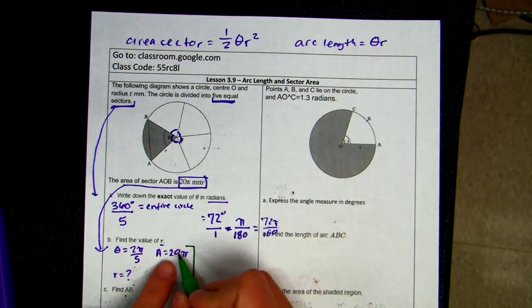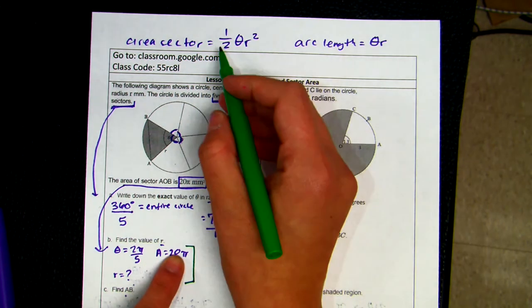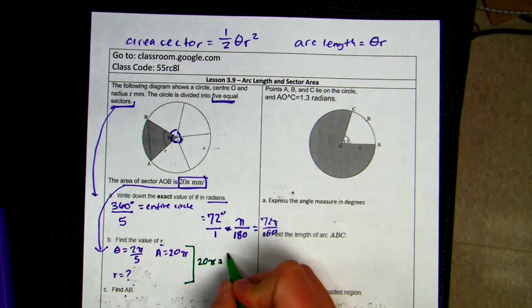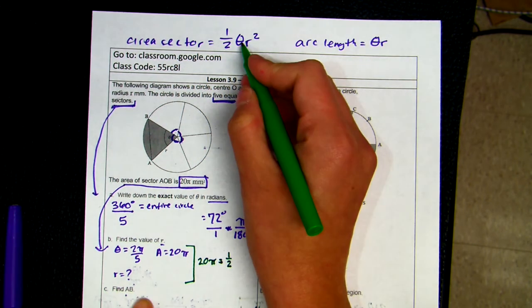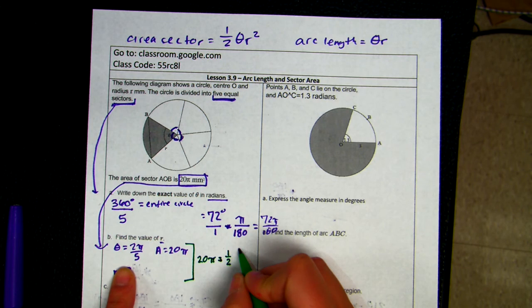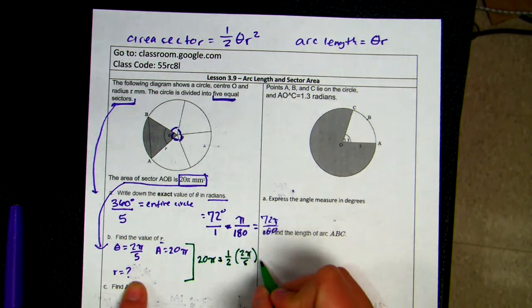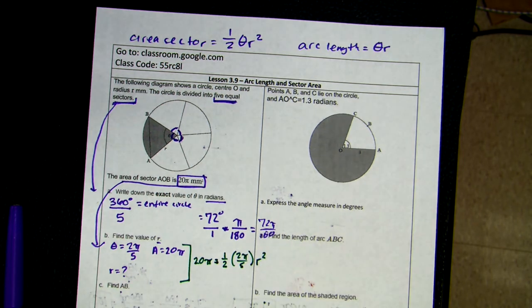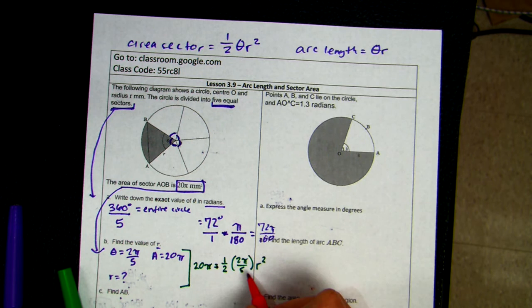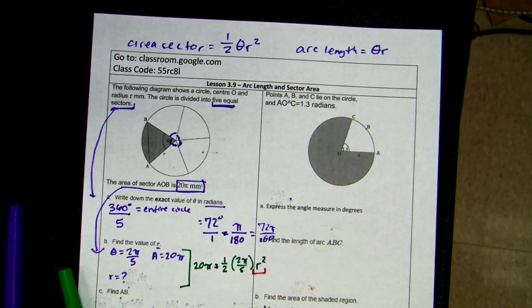So I'm going to plug in what I know. I know A is equal to 20 pi. So 20 pi is equal to 1/2 theta, which is the angle you found here. So 1/2 times 2 pi over 5. All of that times the radius squared. Okay. From there, you're going to try to get r by itself.